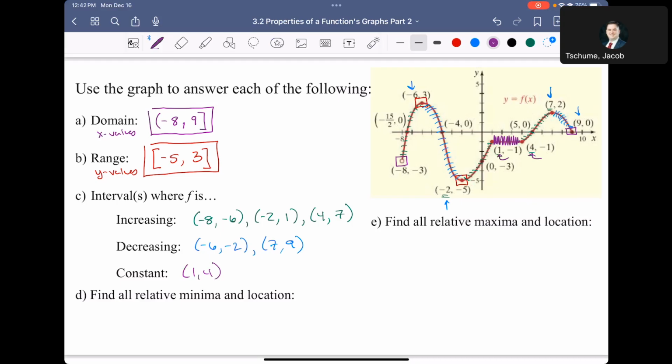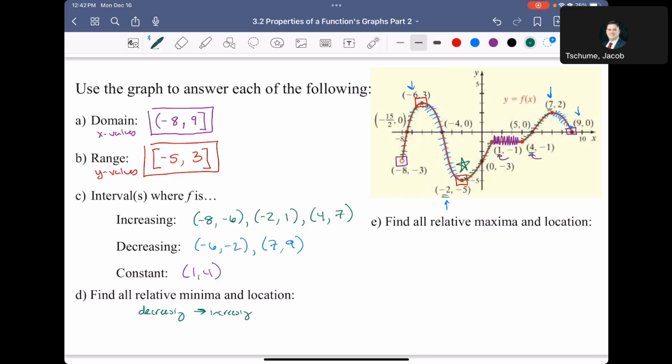All right, so for part D, I need you to find all the relative minima of the location. So from the last video, the definition of a relative min is any time that you go from decreasing to increasing, that would be a relative minimum. So let's figure out how many spots have a relative minimum. And I'm going to use a little green star for this. I see one, actually I only see one.